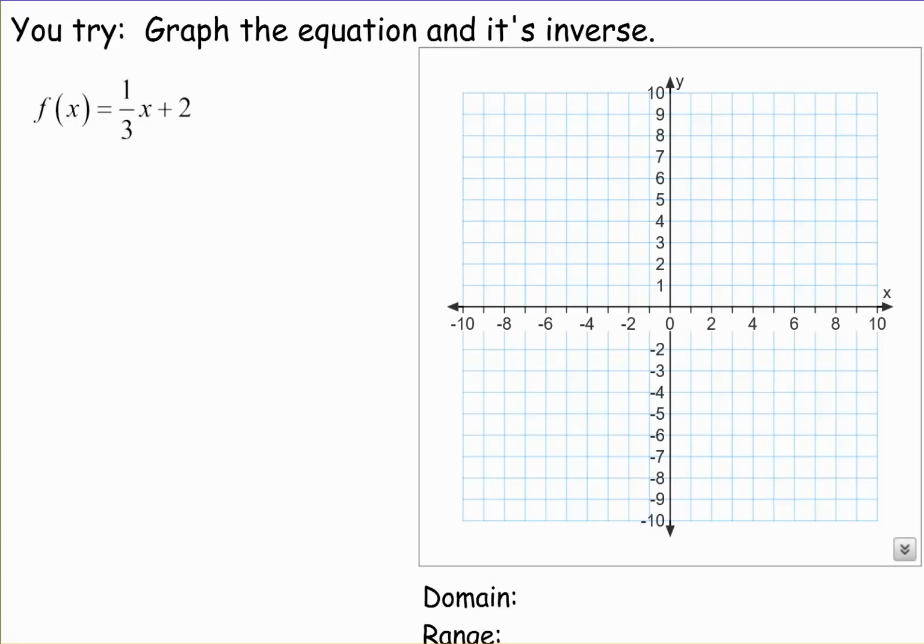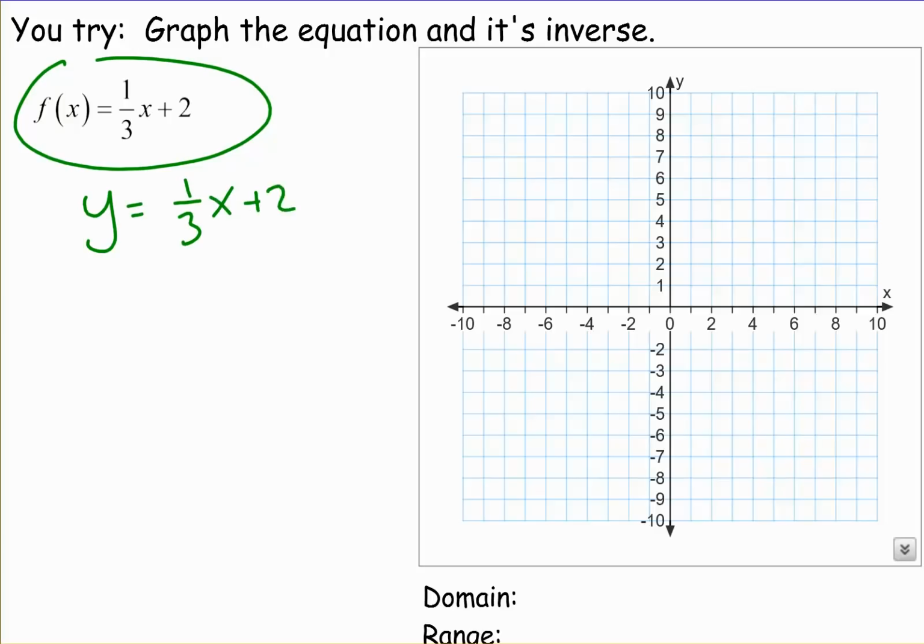You guys try this. Now this is the same as y equals 1/3 x plus 2. My y-intercept is 2. What's our slope? Up 1, right 3. Down 1, left 3. Draw our line.